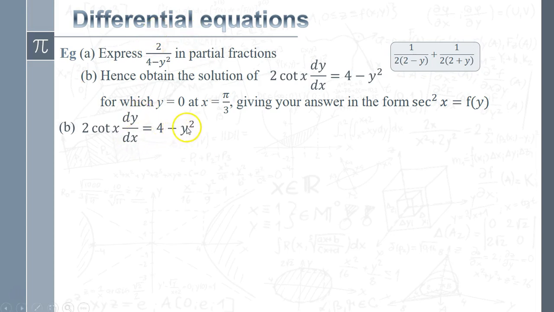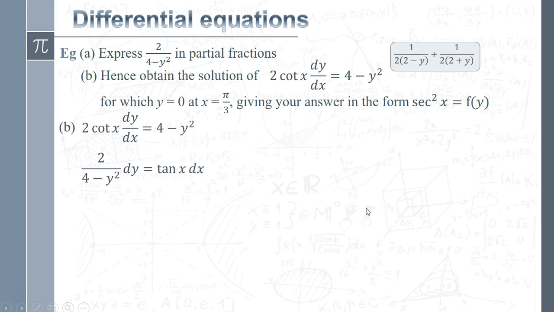So in this particular case, I'm going to bring my 4 minus y squared over to the left and take the cot x over to the right. And there we go. So there you can see there's the 2 over 4 minus y squared that we had from part A appearing there. On the right hand side, when this cot comes over here, it divides, it becomes 1 over cot, which makes it tan.